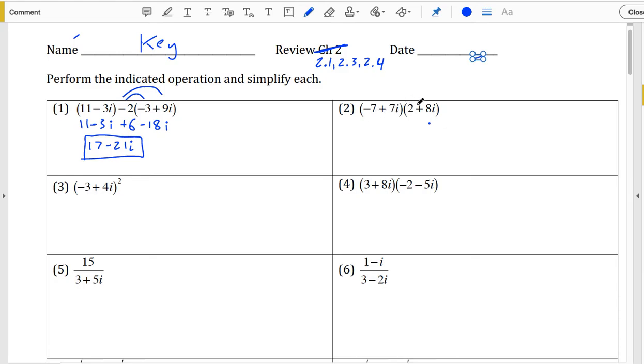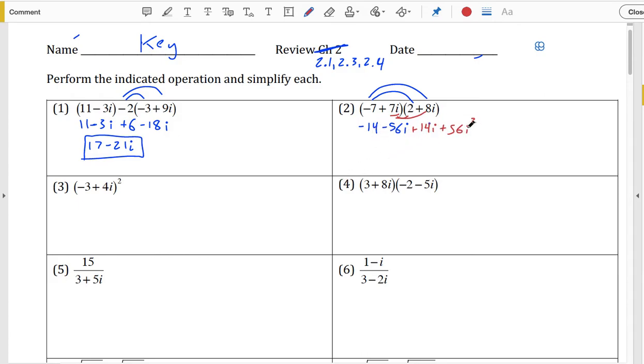So just like if it were variables rather than imaginary numbers, we FOIL, as some of you like to say. So negative 7 times 2, that's negative 14. Then negative 7 times 8i, that is negative 56i. All right. Then we have 7i times each of these terms. So 7i times 2 is plus 14i. And then 7i times 8i is positive 56i squared. So positive 56i squared.